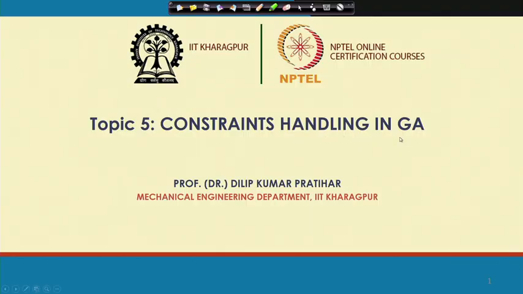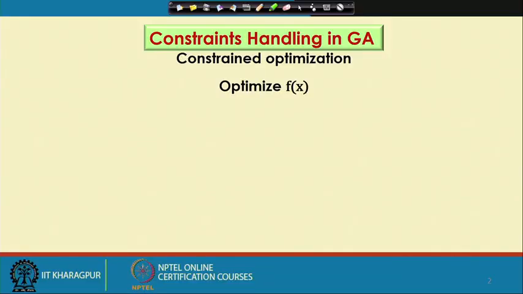I am going to start with the next topic, that is topic 5, constraints handling in GA. Now, GA we actually use to solve different types of optimization problems. In most real world problems, we will have to handle some sort of constrained optimization problem. That means there will be some functional constraints as well as the objective function and the side constraints or the geometric constraints. Now, let us take one example of a constrained optimization problem.